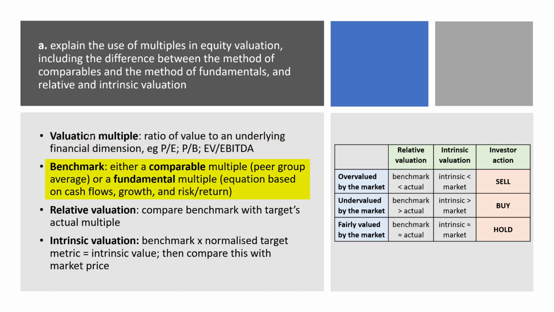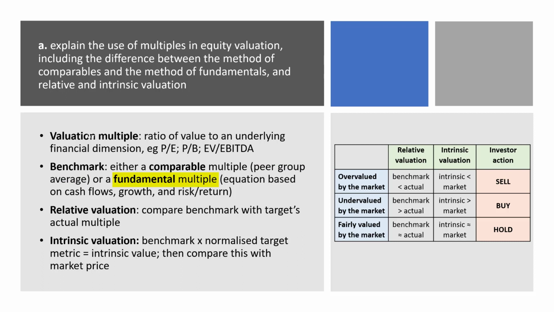The benchmark. Although this is not mentioned in the learning outcome statement, it is absolutely fundamental to your understanding of how to value equity using the method of multiples that you understand that you need some kind of benchmark. And there are two different ways of calculating what that benchmark valuation multiple will be. Either you use a comparable multiple, which is, in very broad summary, the average of a peer group, a comparable group of companies, or a fundamental multiple.